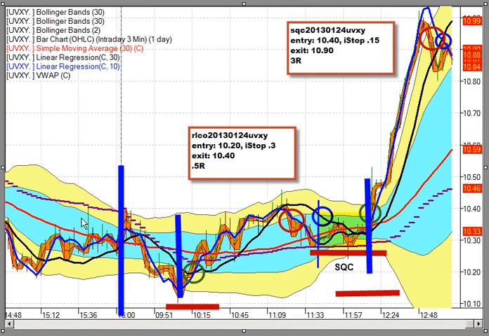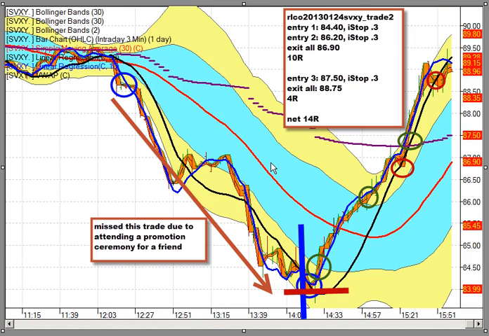Moving along further that day, this is what happens next. Now we're looking at SVXY. This is the inverse VIX. This is right around noon. I was in a meeting with a friend watching him get promoted, and so I missed this move here.